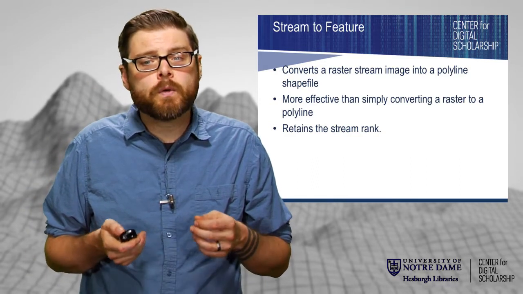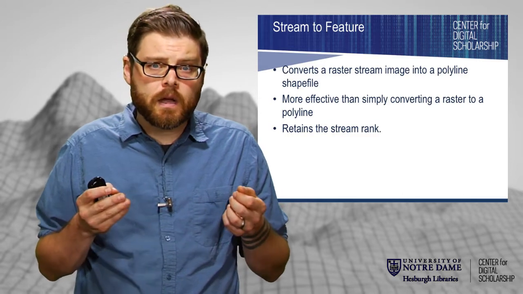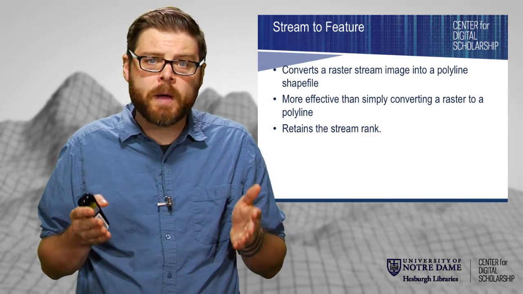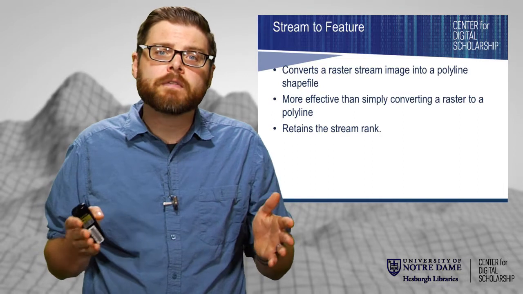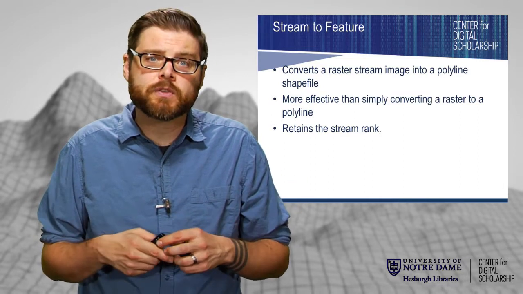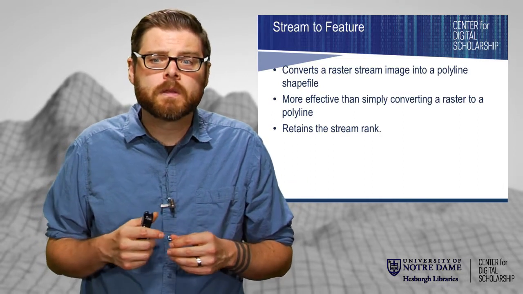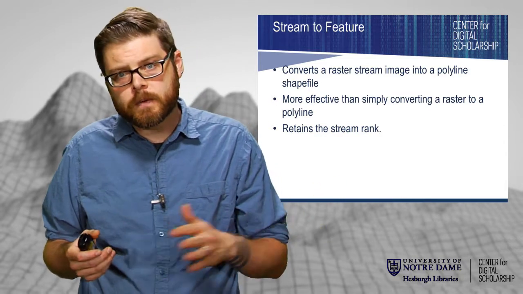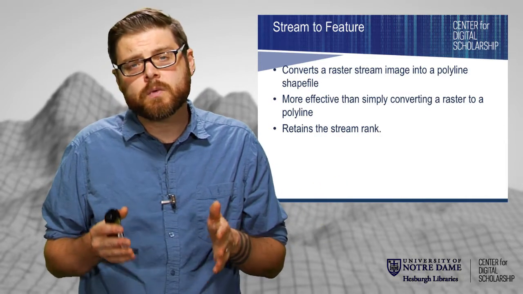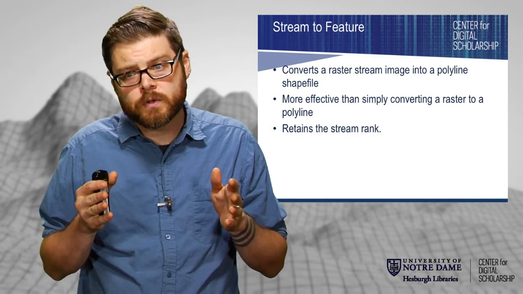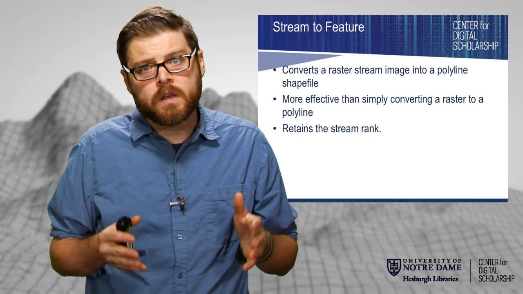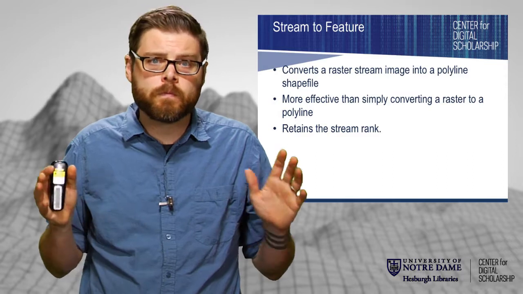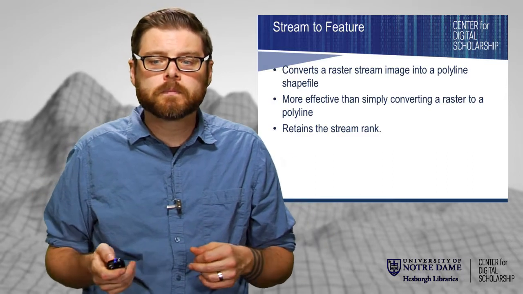And we basically go through and create a feature layer, a polyline vector layer out of this stream raster, this ranked stream raster that we've created. Now the method that it uses is a little bit different than just simply converting. So if you're doing this for hydrologic data, you want to use this stream to feature tool, not a general convert raster to polyline tool.